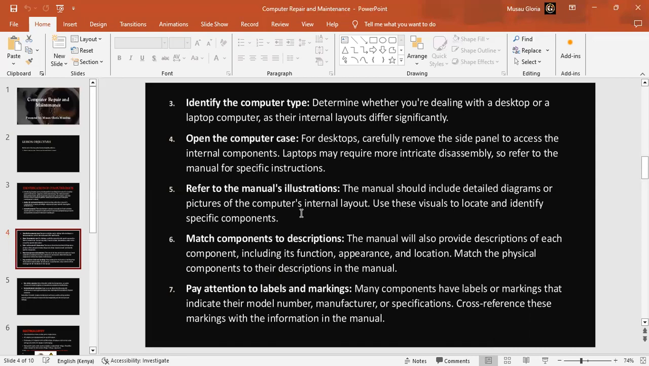After that, you match components to descriptions. The manual will also provide descriptions of each component, including the function, the appearance, and the location. You need to match the physical components to the descriptions in the manual so that you know you're doing the right thing. Next, you pay attention to the labels and markings. Each component in the instruction manual has different labels and markings so that you can easily know what you are handling.